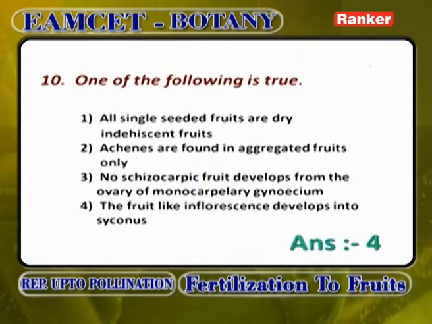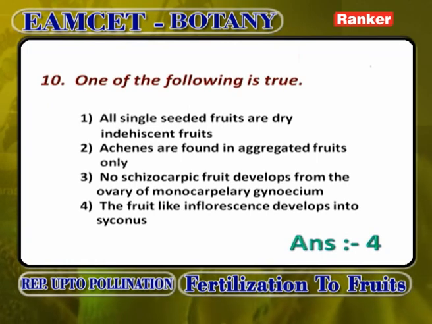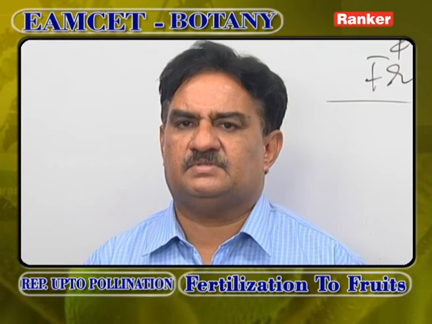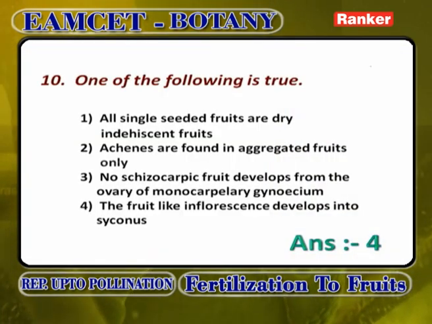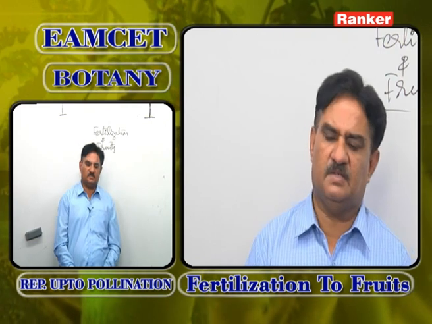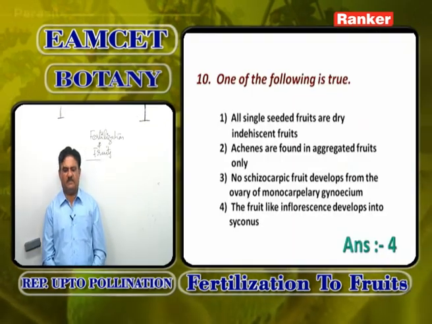So all single seeded fruits are dry indehiscent fruits is wrong. All dry indehiscent fruits are single seeded fruits is correct. Then achenes are found in aggregate fruits only is also wrong, because achenes are found even in normal fruits. No schizocarpic fruit can develop from ovary of monocarpellary gynoecium is also wrong.